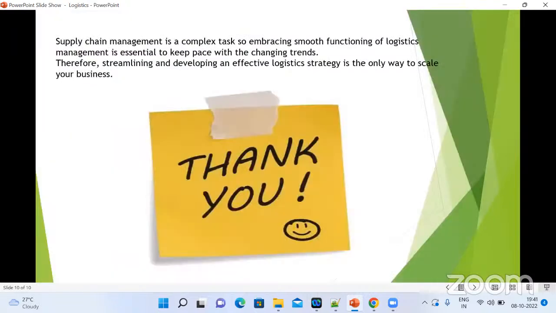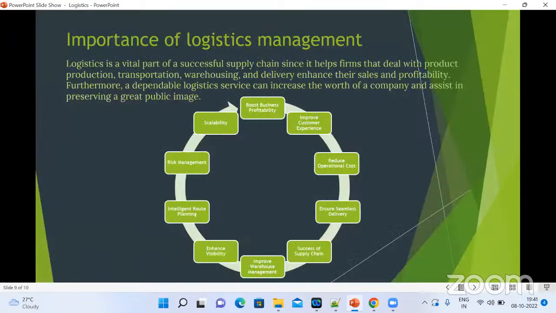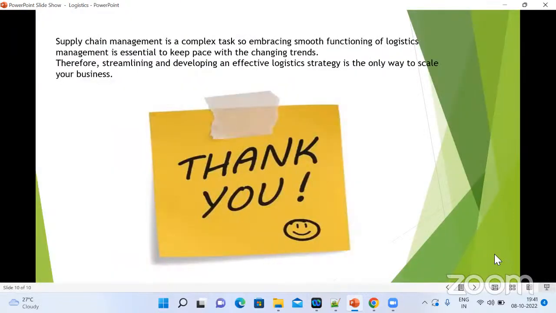And then ensure seamless delivery. So even if the product has started, we come to know where exactly the product is.